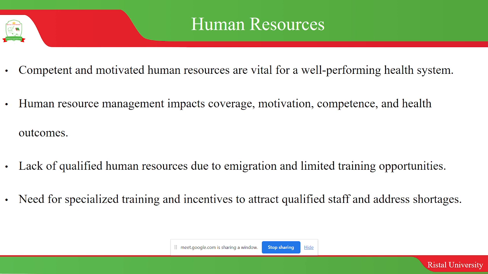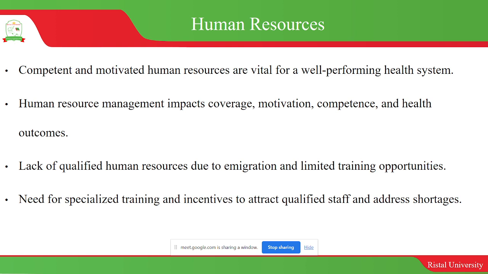So let's just look at the human resources for health in the country. It is very important that we have well-motivated, competent health workers working in the country. It is very important that we have very good human resource management practices and policies. This contributes to ensuring that we have adequate human resources for health in every place. But it also plays an important role in retaining health workers, in motivating them, and also upgrading their knowledge and skills. At the moment, we have very few qualified human resources for health.